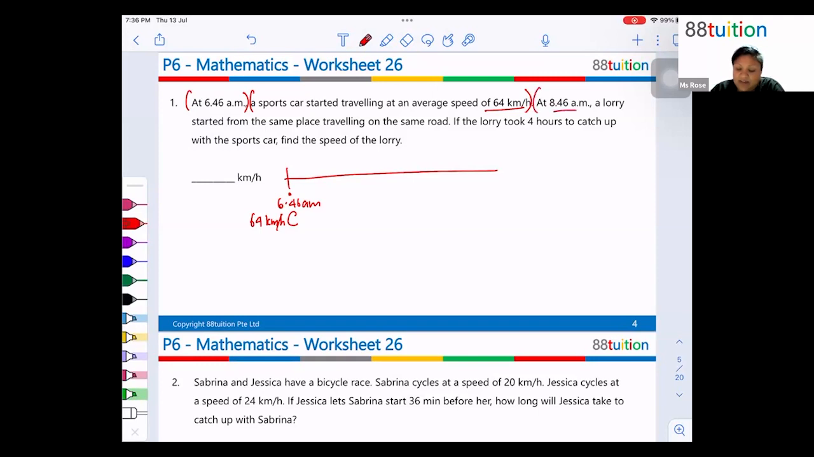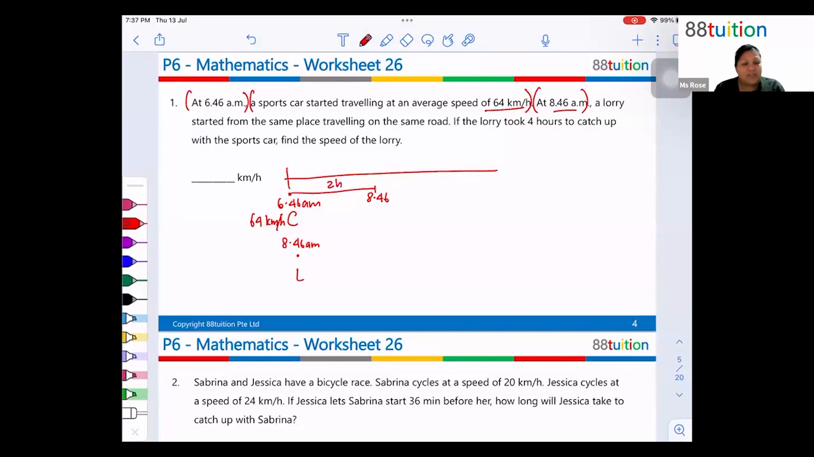Okay. Started traveling at 6:46 a.m. and at 8:46 a.m. a lorry started traveling from the same place. So the lorry at 8:46 a.m. Now, in this instance, between 6:46 a.m. to 8:46 a.m., the time taken here is how long? How many hours? 2 hours. So that means the car, which started at 6:46 a.m., at 8:46 a.m., in 2 hours time would have covered a certain distance.